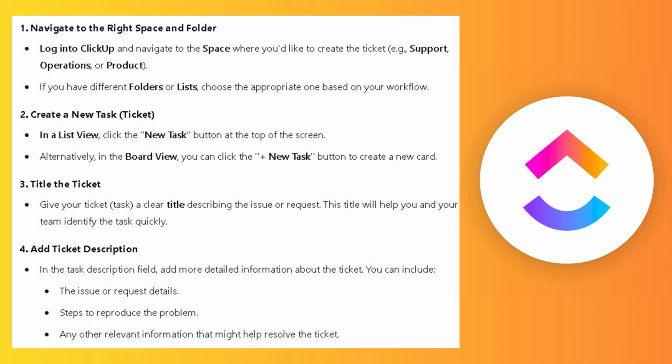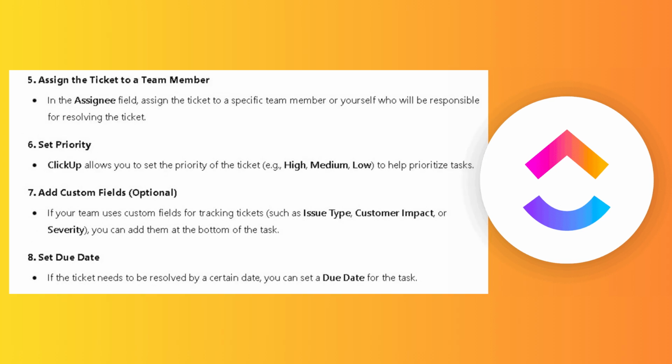Assign the ticket to a team member. In the Assign field, assign a ticket to a specific member of your team or yourself who will be responsible for resolving this ticket. Set priorities. ClickUp allows you to set priorities of the ticket, such as medium, high, and low, to help prioritize tasks.